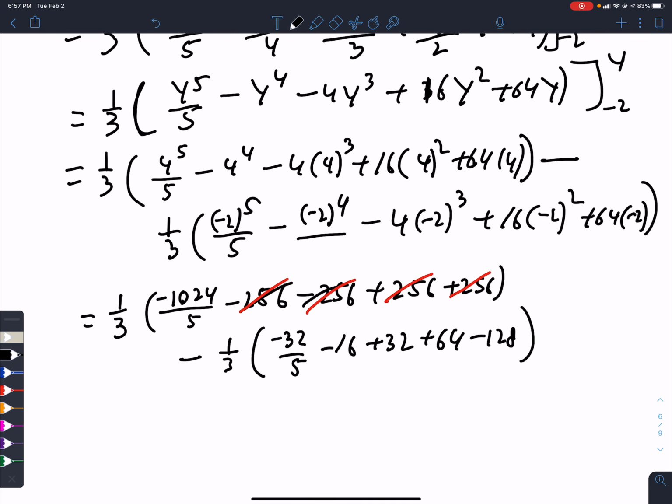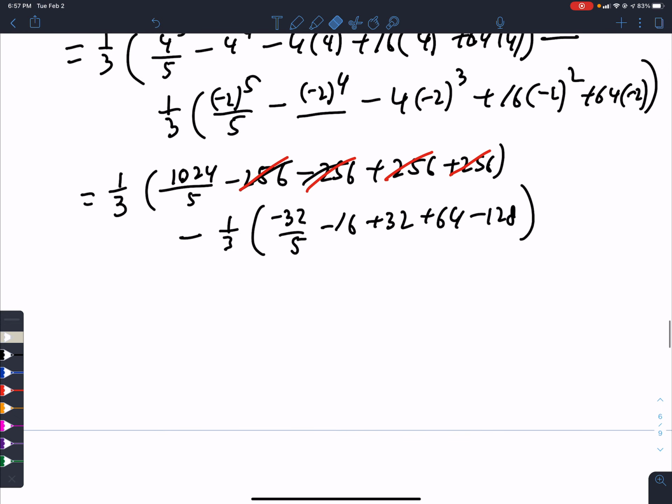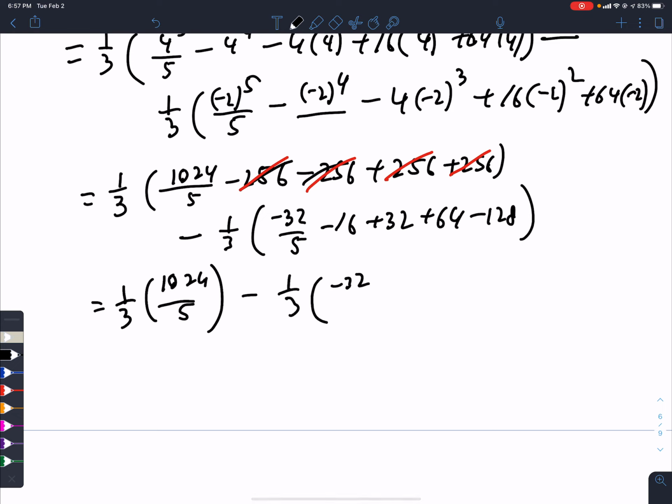Look, I just noticed something really bad. 4 to the fifth, that's going to be positive, not negative. So let me get rid of that. That's much nicer. And then let's just keep going and see if this is right. Probably there's a good chance of a mistake somewhere. So we'll go with it. Negative 32 over 5. Let me combine all these numbers here. So what we have, negative 16 plus 32 plus 64 minus 128, that comes out to be negative 48.